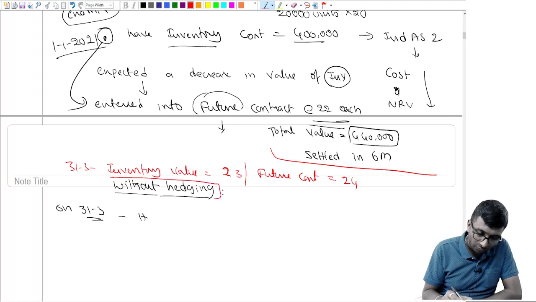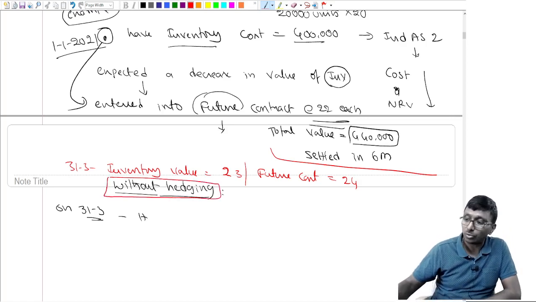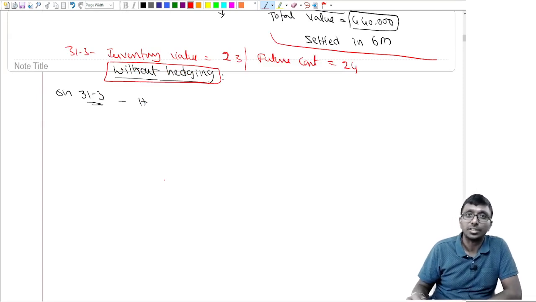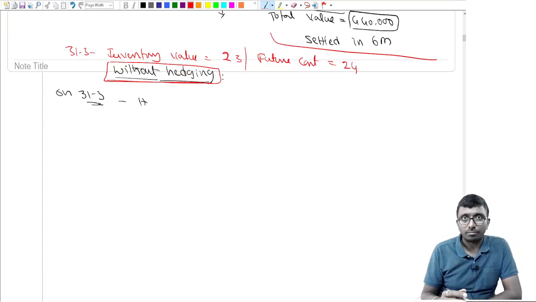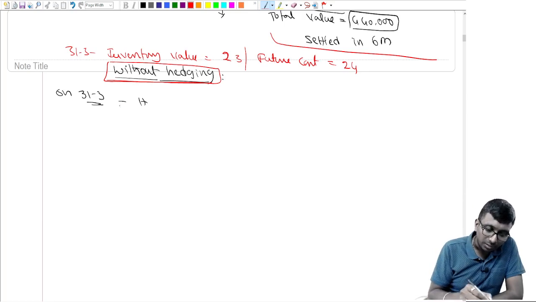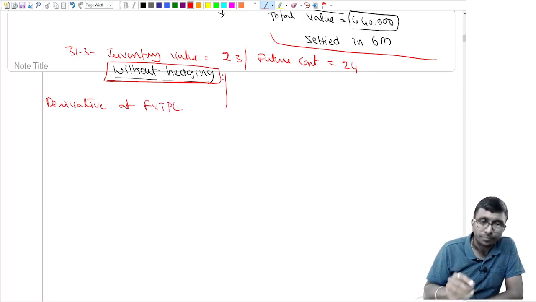Suppose you are not following hedge accounting. How is the effect presented in the financial statements? If you are not following hedge accounting, the future contract is a derivative contract. Derivative is FVTPL. The gain or loss will be transferred to profit and loss. So derivative is always at FVTPL.